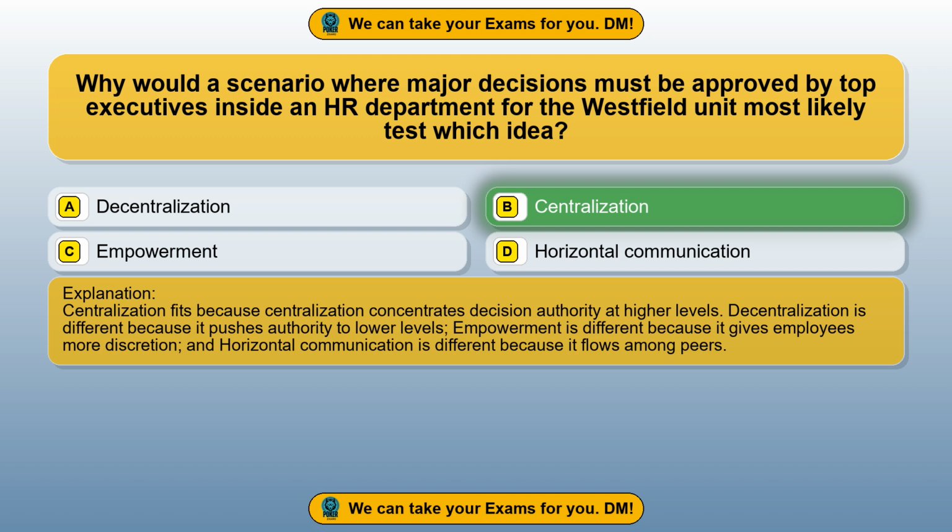Centralization fits because centralization concentrates decision authority at higher levels. Decentralization is different because it pushes authority to lower levels, empowerment is different because it gives employees more discretion, and horizontal communication is different because it flows among peers.